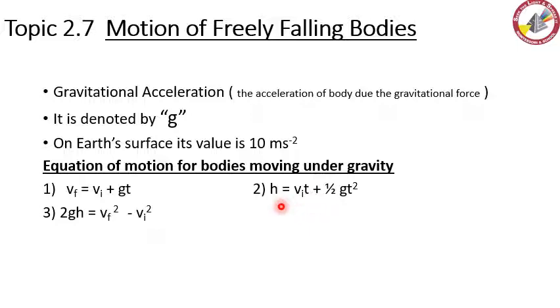Now in freely falling body cases, the distance the body covers is the height. So we have replaced distance with height and acceleration with gravitational acceleration. The third equation of motion is 2gh is equal to Vf square minus Vi square. Here we have replaced normal acceleration with gravitational acceleration, and the distance which the body is covering is height.